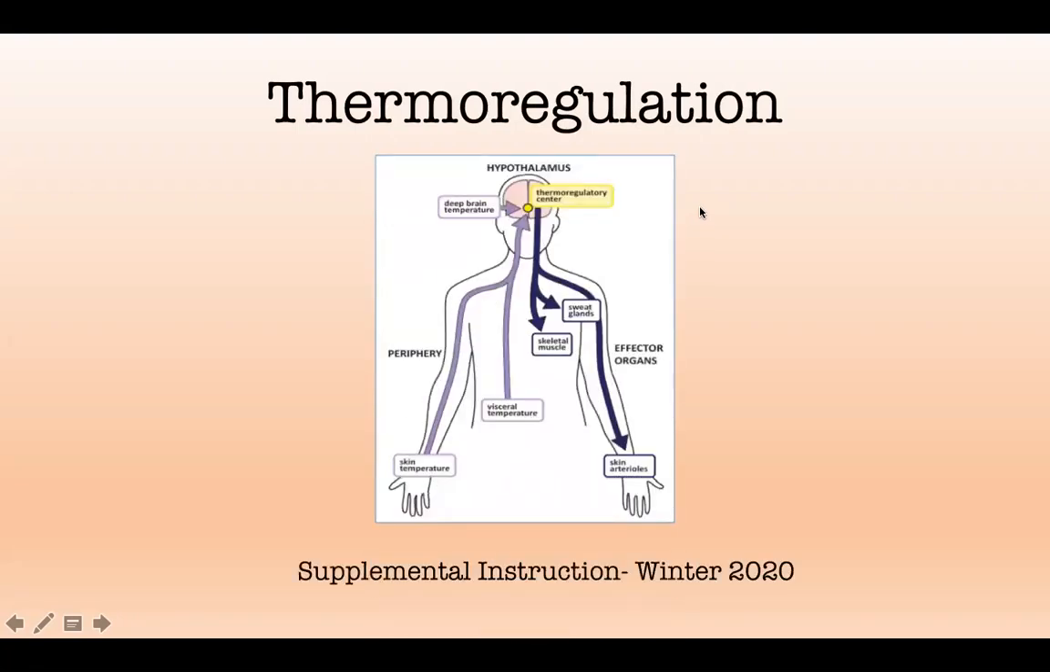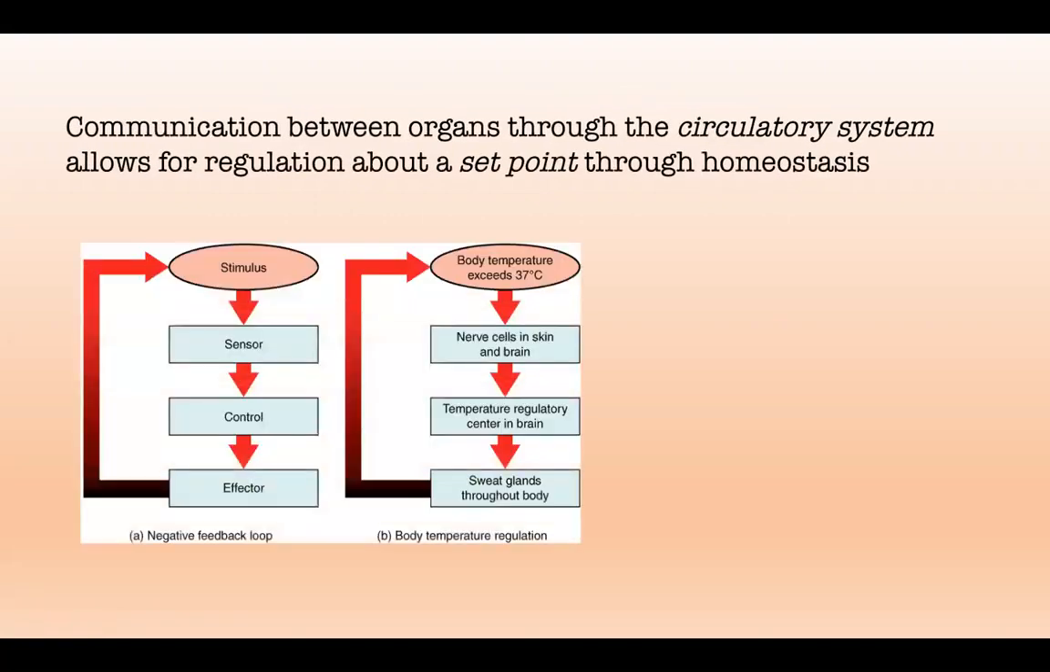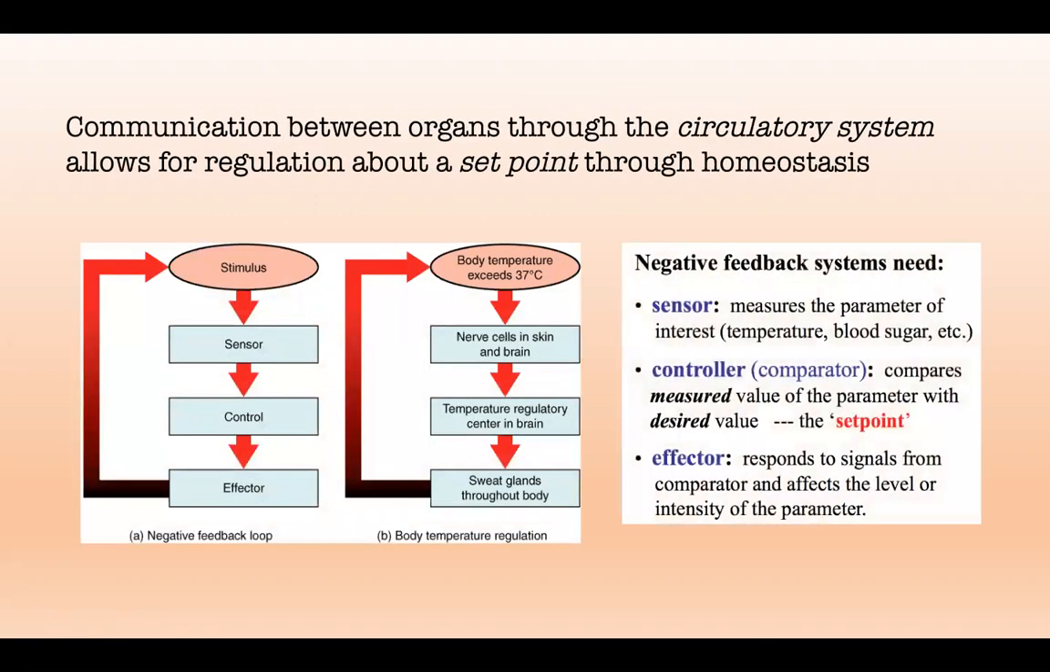Today we will be focusing on the topic of thermoregulation. So let's get started. Last lecture, we learned that organs are specialized tissues organized into units that conduct a specific function. Communication between organs through the circulatory system allows for regulation about a set point through homeostasis. This occurs through a negative feedback loop.